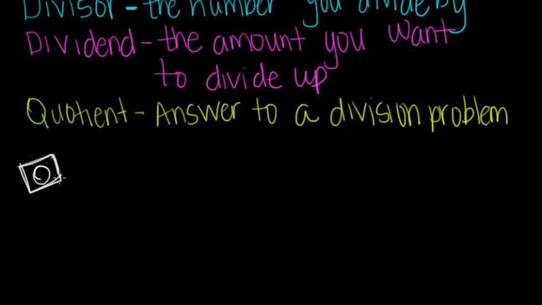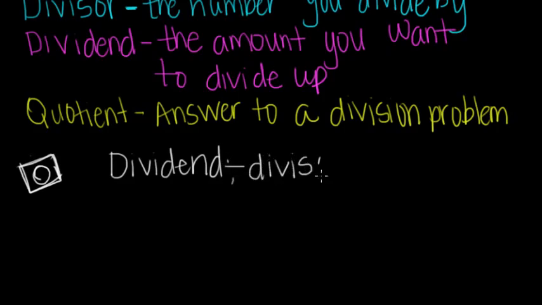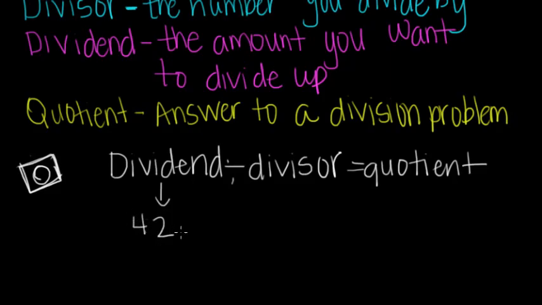Okay. We are going to take those words that we just talked about, and we're going to put it into a real life example so that you can put word with number so that it makes sense to you. Okay, so if you have a problem written out, it's the dividend divided by the divisor equals the quotient. And now we're even going to put numbers with it. So let's pretend the dividend is 42.3, and the divisor is 5. We're going to figure out our quotient.